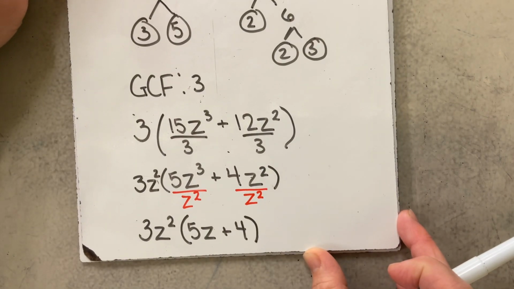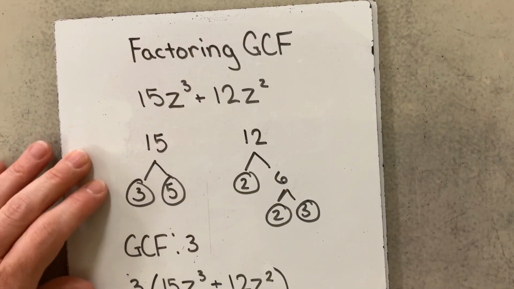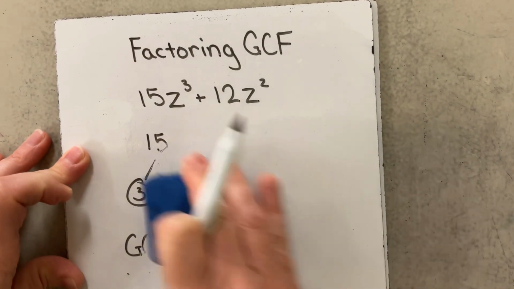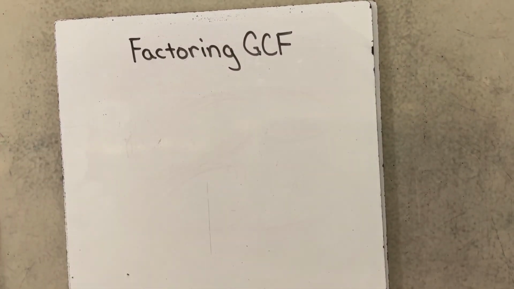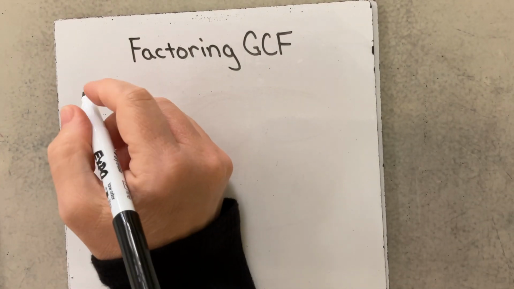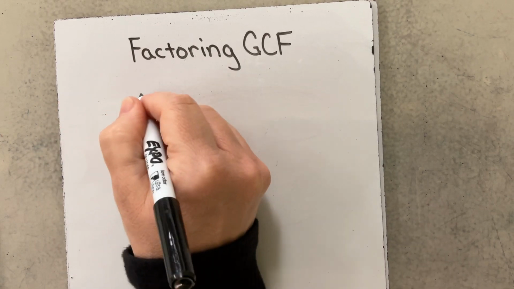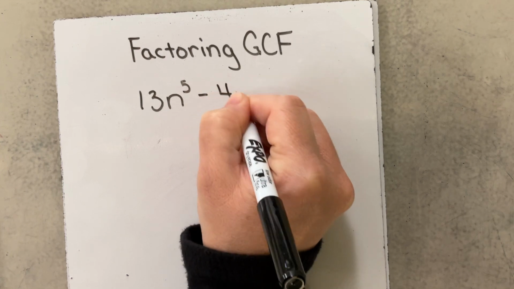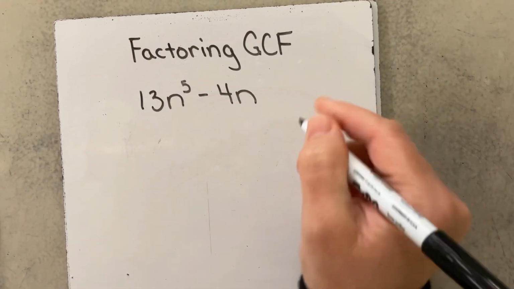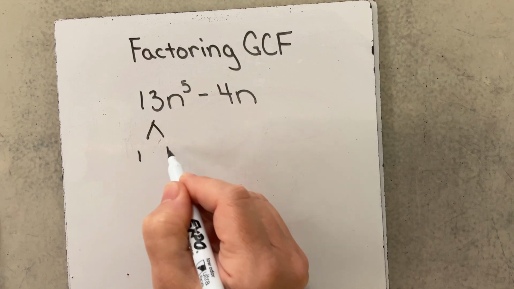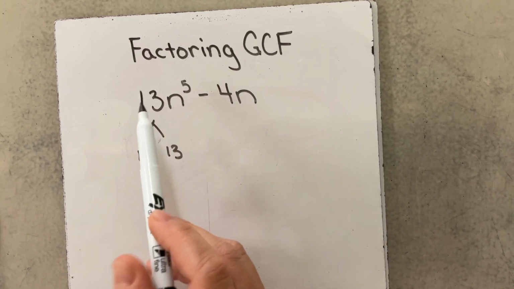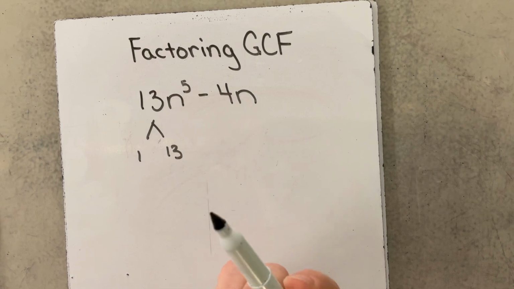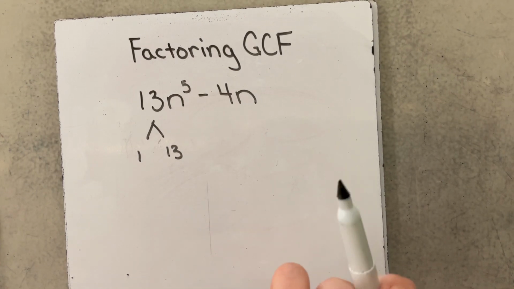Alrighty. Let's look at another one of these. So you've done GCFs before. Okay, you've factored before. Now we just need to look for factoring with possibly a variable also. So let's look at this one. 13n to the 5th minus 4n. Okay, now I know when I think about 13, it's just 1 times 13. It's already prime. So is there any number that 13 and 4 are going to agree on? No, other than 1, there's nothing.